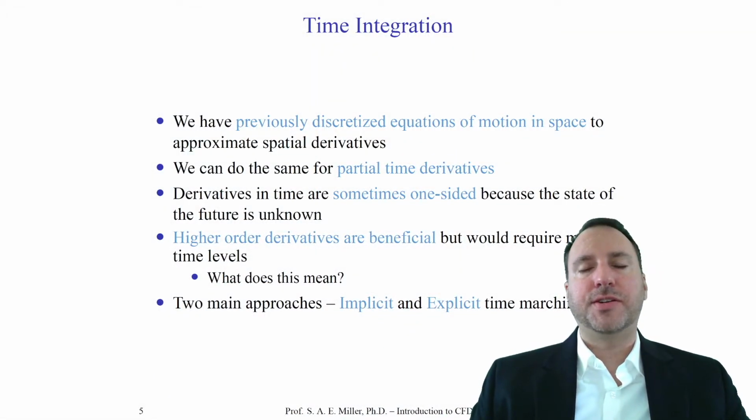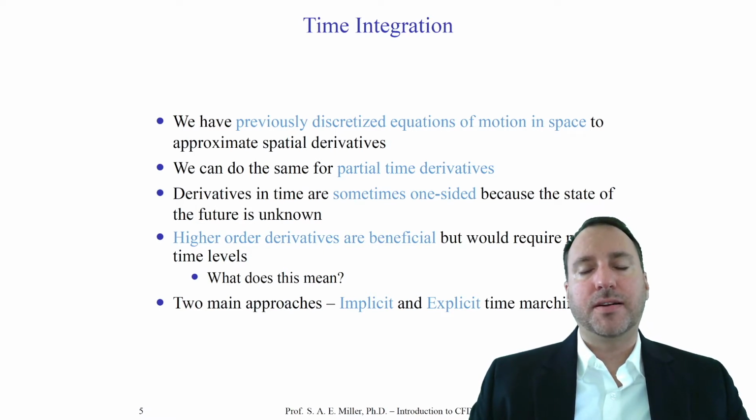These are approaches that are trying to resolve the flow and take it from one state in time to the next. That is, it's temporally evolving. We have previously discretized the equations of motion with much effort in space mainly, with the volumetric, the elemental, and finite difference approaches. We can, of course, also do this for the partial time derivatives. We can apply similar methods to time derivatives, but it might take some special consideration because we have to know about multiple time levels, which isn't always the case for spatial discretizations. Now, the derivatives in the time domain are sometimes called one-sided. That means because the state of the future is unknown.